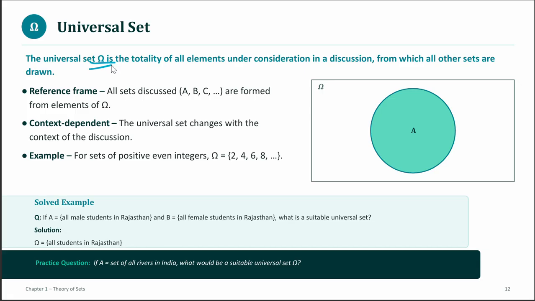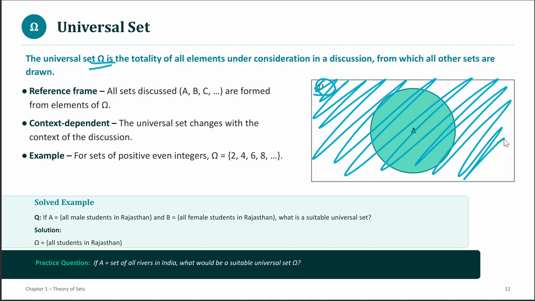all the elements under consideration in a discussion from which all the other sets are drawn. So if you see this part, this entire region is basically your universal set. All the sets are basically derived from the universal set only. All sets discussed A, B, C are formed from elements of omega. The universal set changes with the context of discussion, so it does not remain the same always. It varies from question to question, right?